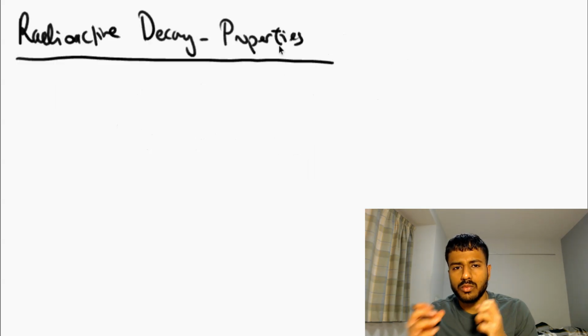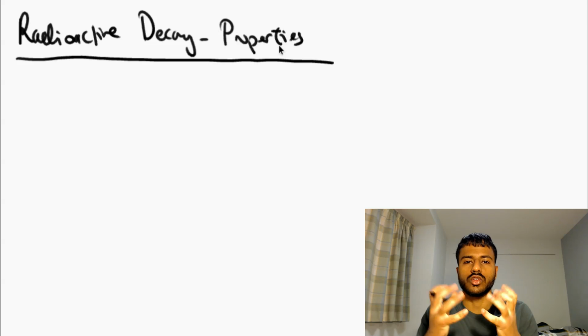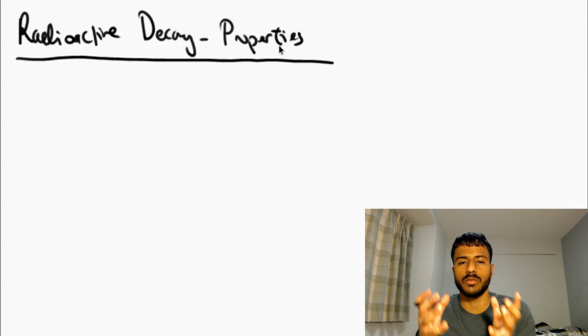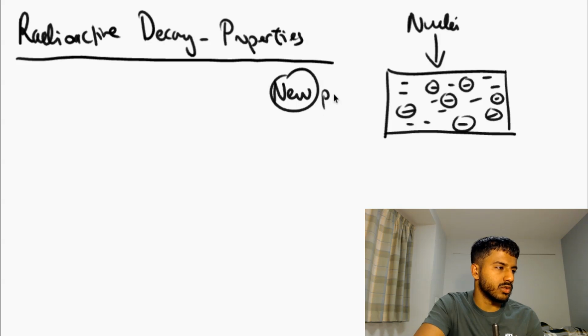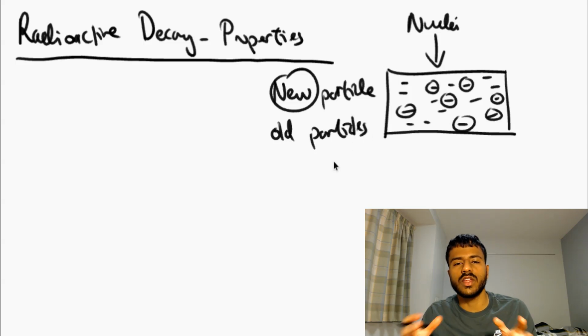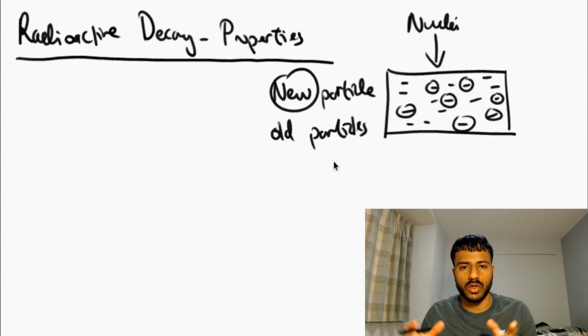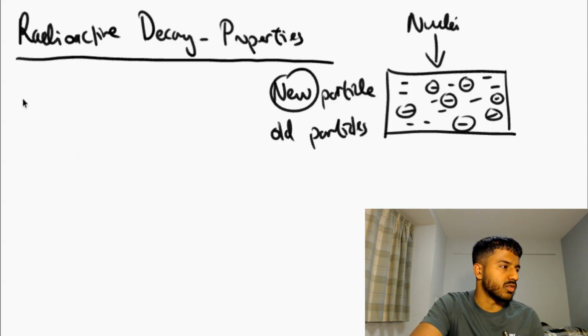Now there are two main properties of radioactive decay that you need to know, and you need to know what these terms mean. Let's say we have this bunch of nuclei or particles, and the ones in circles are new particles, and the other ones are old particles. Now these are the same exact type of nuclei or particles. It's just that the ones that are circles have been formed more recently. Now the first term that you need to know what it means is random.